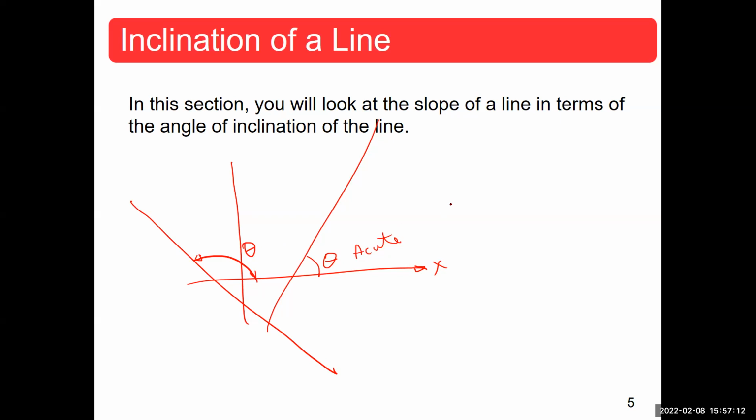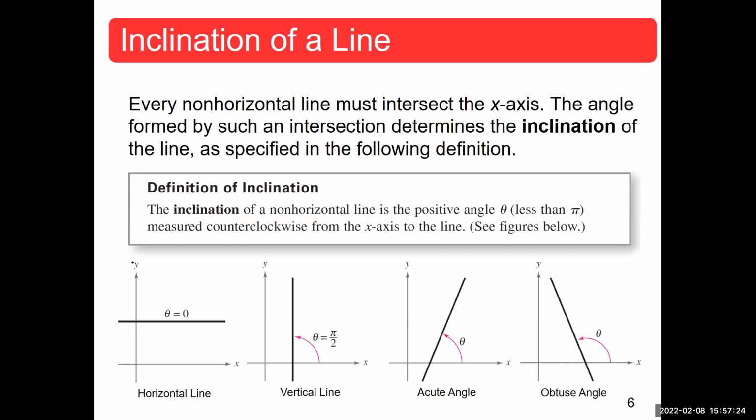If theta equals 0, then the line is horizontal. You can see here theta 0. And also if it's vertical, then theta is pi over 2 or 90 degrees. So this is a right angle for the vertical line. So theta is an acute angle, or an obtuse angle if it is greater than 90. Less than 90, acute. More than 90, obtuse.